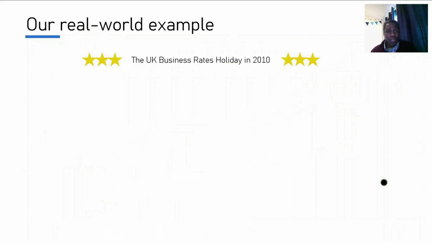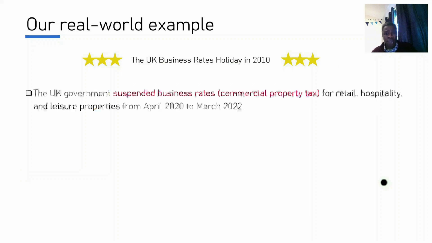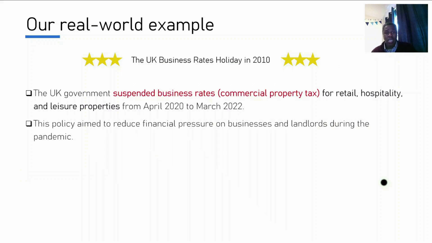Here we come to the exciting bit. This is our real world example, and I'm going to use an example from 2010. If you cast your mind back to the recession of 2008, the financial crisis, the UK government said that they were going to have a suspension of business rates. This is what we call the commercial property tax, where proprietors of office spaces, retail, hospitality, industrial warehouses didn't have to pay this tax. And the aim of this was to reduce the financial pressure on everyone. It was a pretty miserable time, and we had recession after recession, and it was quite miserable.